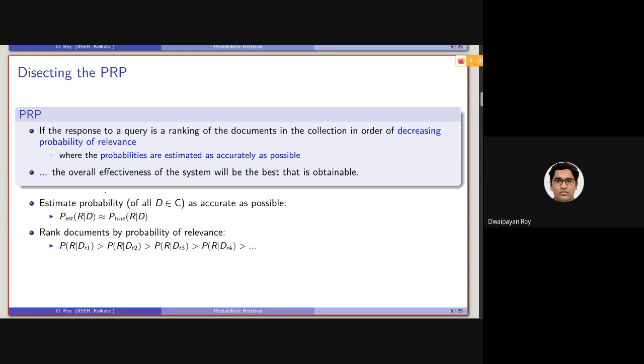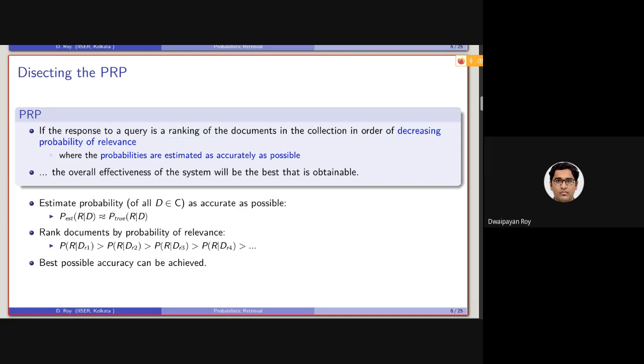And the second factor is this: rank the documents by the probability of relevance. The performance of the retrieval model will be the best if this is the case. If the estimated relevance of the first document is the most, followed by the second ranked document, followed by the third ranked document, and so on. Note that here R is an indicator, a Boolean indicator, indicating whether the document is relevant or not.